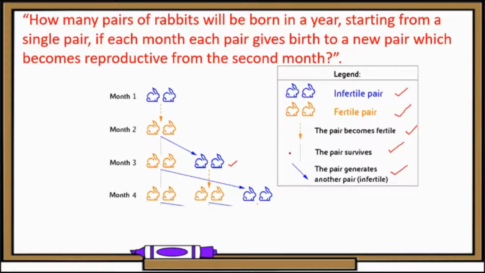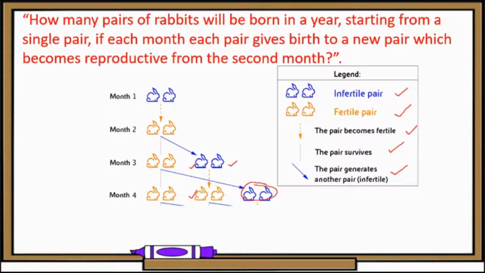On month 4, the original pair gives birth to a new pair. This is the new pair, while the infertile pair becomes ready for mating. These are the infertile pair from month 3; they become ready for mating on month 4. Now, we have 3 pairs of rabbits.